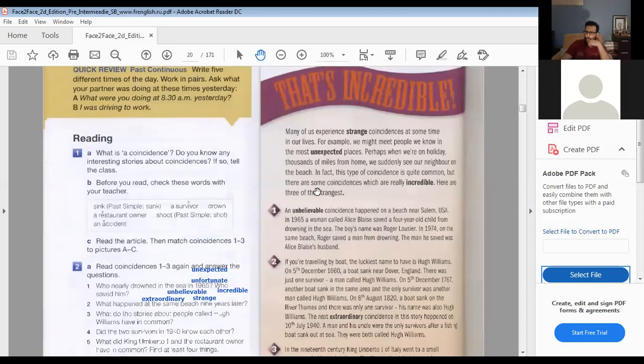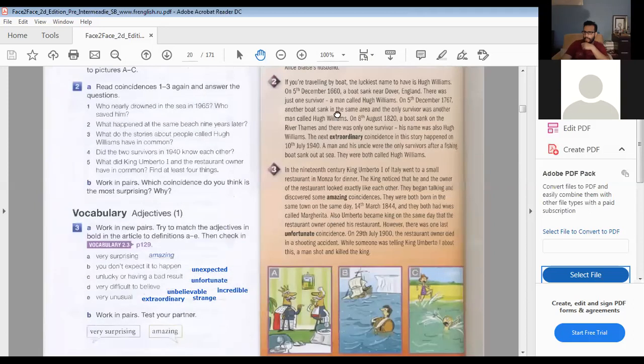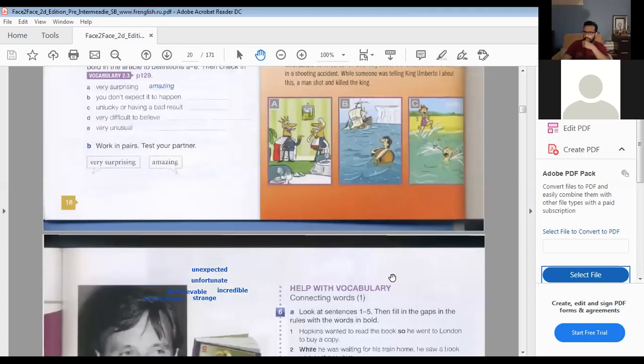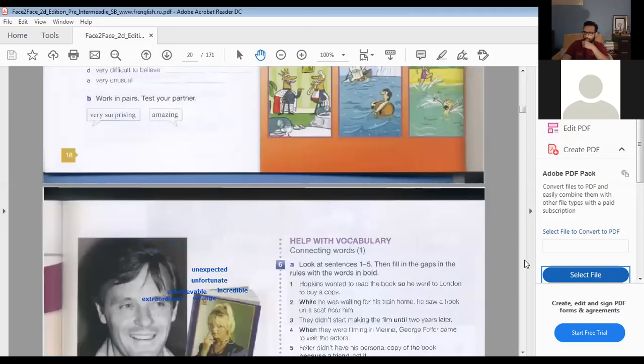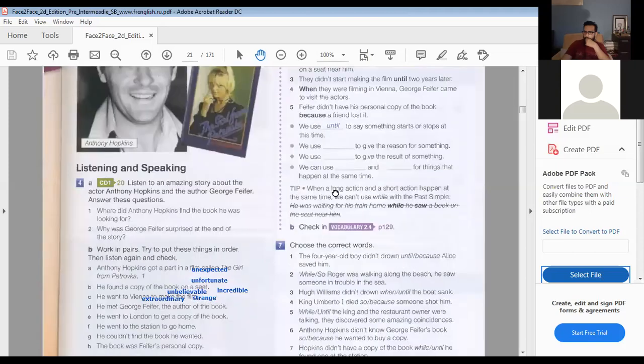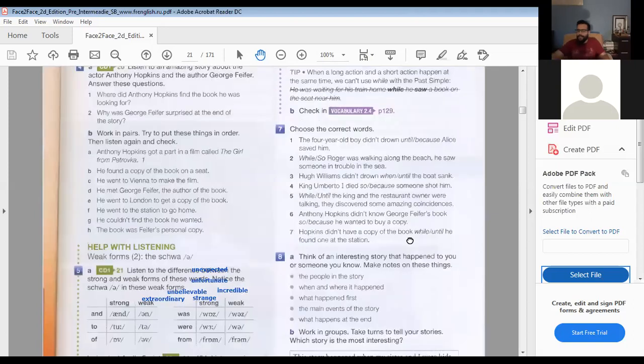Okay, so this is all for today. Next lesson, we will do a few more exercises like this. Let's see what we have in this lesson. So we have some listening. Then in grammar, we also have connecting words like while, when, because, and we'll see how to use them. All right, so we'll do this next lesson.